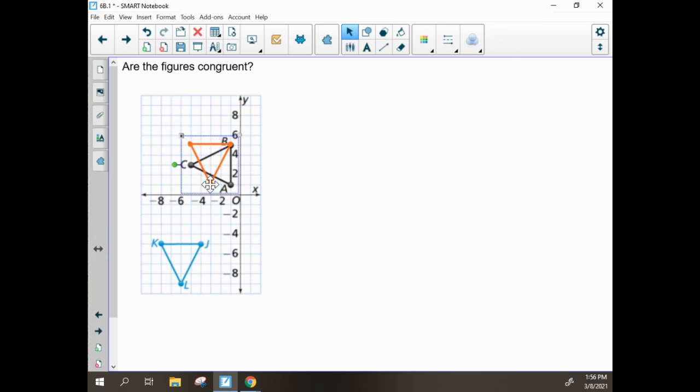So now I'm going to have to translate this. So I'm going to grab point A here, and I'm going to try to map it to J. So we have to go down 1, 2, 3, 4, 5, 6, 7, 8, 9, 10. If we go left, 1, 2, 3. I see that as I map point A to point J, the rest of them fall nicely into place. So then these figures must be congruent. So then we say yes.